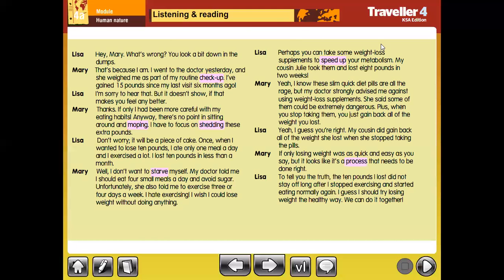We have a dialogue between Lisa and Mary. Lisa and Mary: Hey, Mary, what's wrong? You look a bit down in the dumps. Look a bit down: when someone looks a bit down, he feels upset. He feels depressed. He feels upset or depressed.